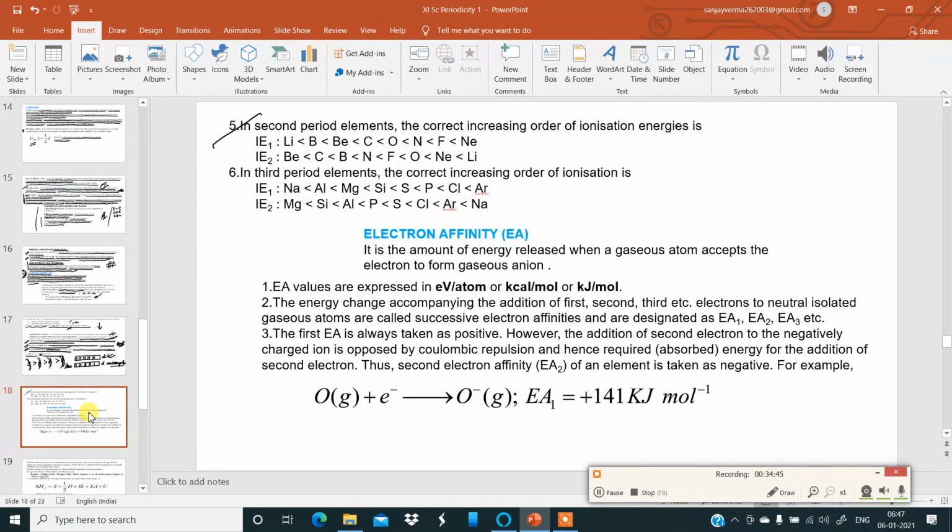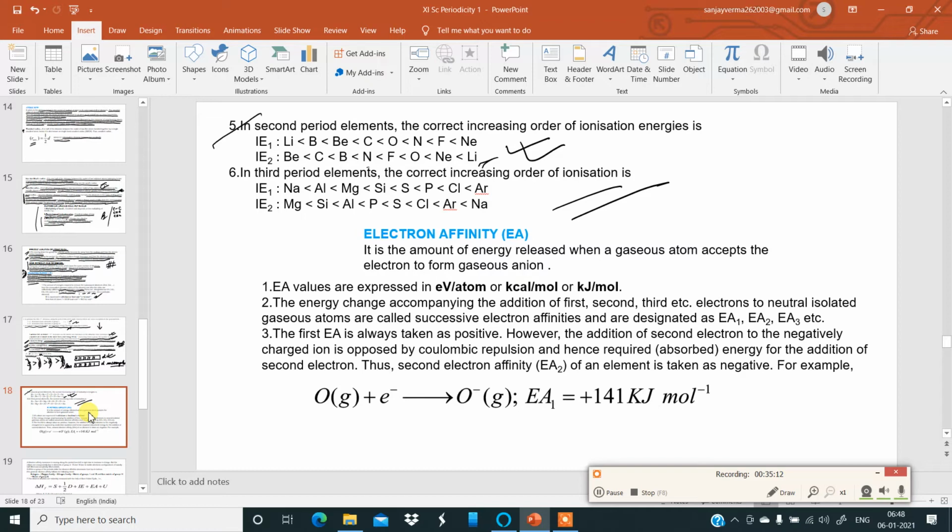Number 5. In second period elements, the correct increasing order of ionization energy is given over here. Try to remember this order: lithium, boron, beryllium, carbon, oxygen, nitrogen, fluorine, neon. Similarly, this has been done over here also.